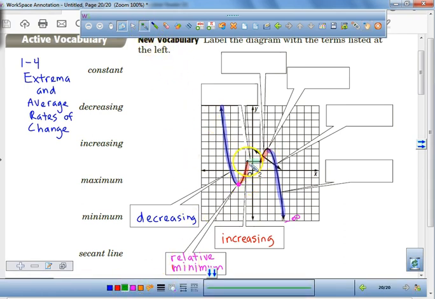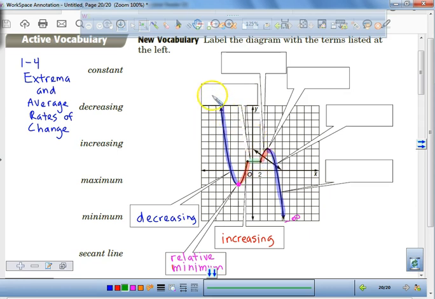As the x values are increasing, if the y values stay the same as the x values increase, that portion of the graph is constant. The x values are increasing, but the y values stay the same. From here to here, what's happening in the graph? As the x values are getting bigger, what's happening to the y's? They are increasing. So we're going to write right here, increasing.